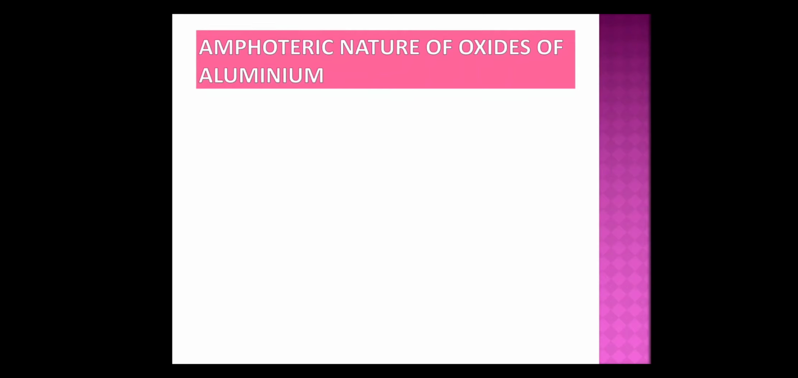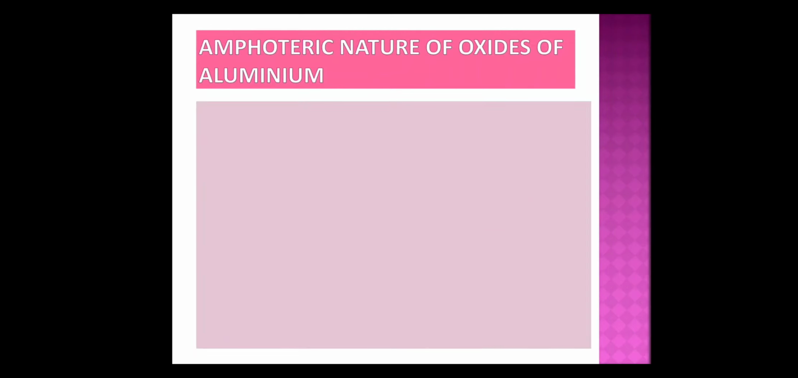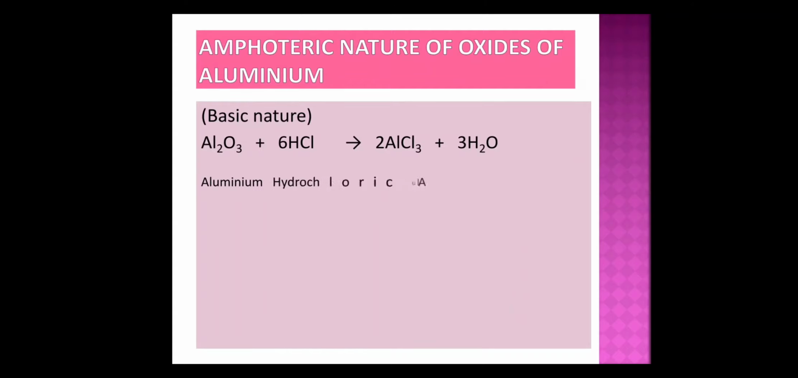Now let's see the amphoteric nature of aluminium oxide. So let's see its basic nature first. Aluminium oxide reacts with hydrochloric acid to give us aluminium chloride and water. Hence it shows its basic nature. It's reacting with the acid to give us salt and water.